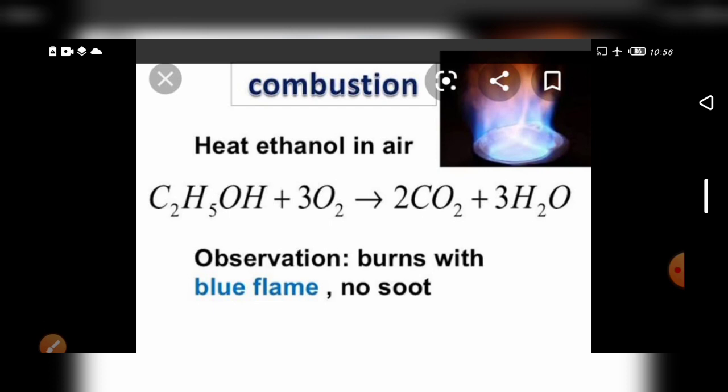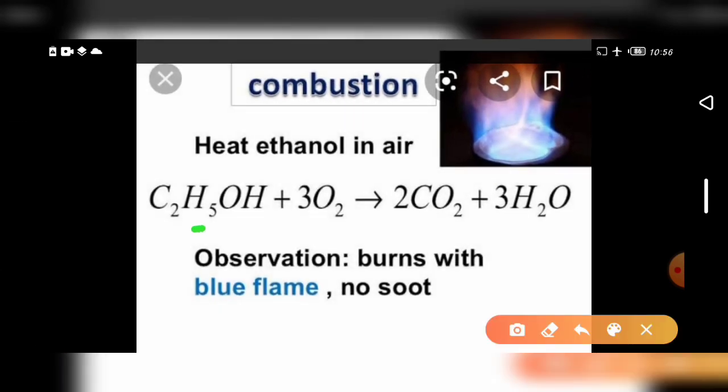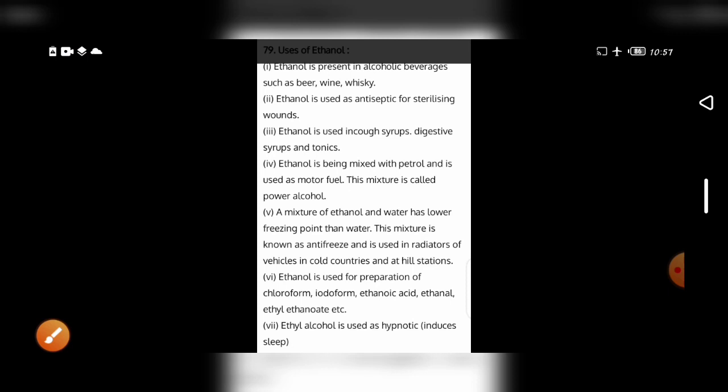Ethanol is a highly inflammable liquid. It burns with oxygen to form carbon dioxide and water. See here, it combines with oxygen to form carbon dioxide and water molecule. Observation: it burns with a blue flame always. No residue will be present. It does not pollute the environment. Okay, next uses of ethanol.